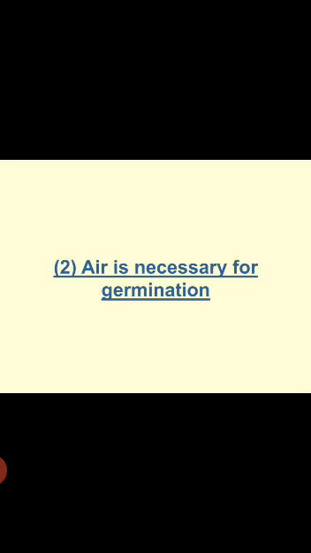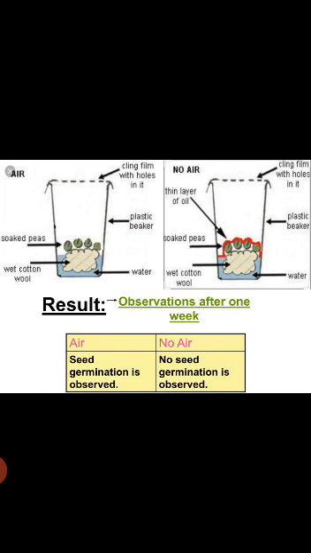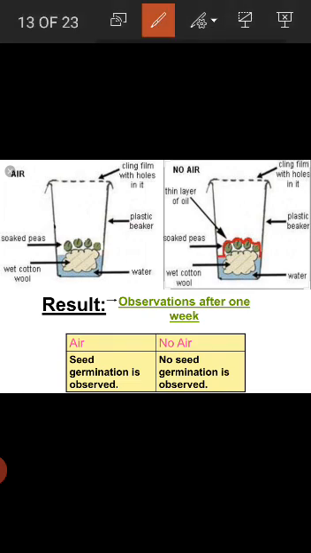Then the second activity is: air is necessary for germination. So students, take two beakers and place cotton wool in the bottom of each beaker. Then add seeds to each beaker. Label the beakers air and no air.